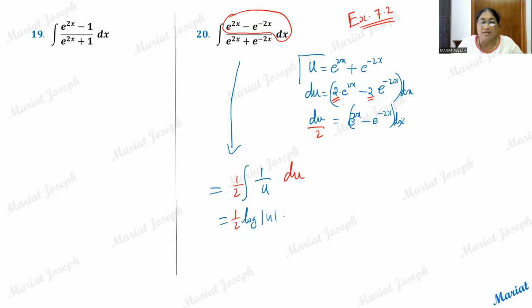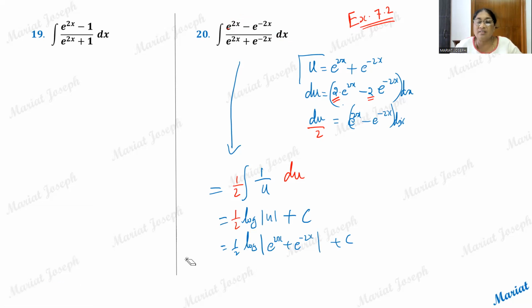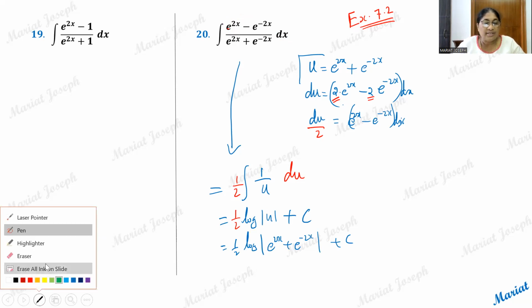Now, lastly, we replace that u. Replace the u, that is half of log of e raised to the power 2x plus e raised to the power minus 2x plus c. So the whole of denominator's derivative was easily available there. That's how we did this question. Completed it, Ishita? Going to the next question.